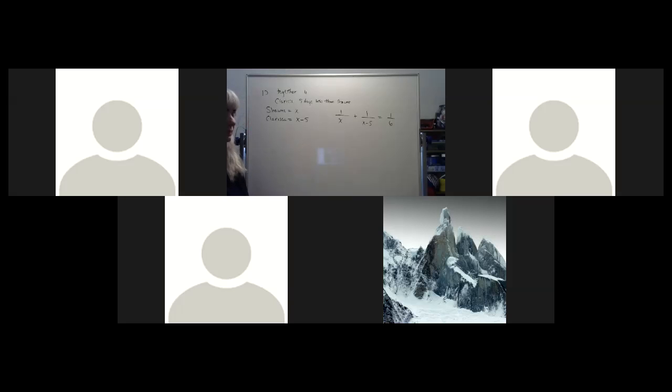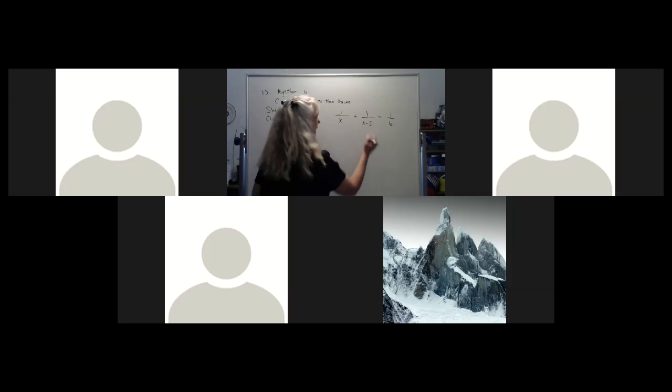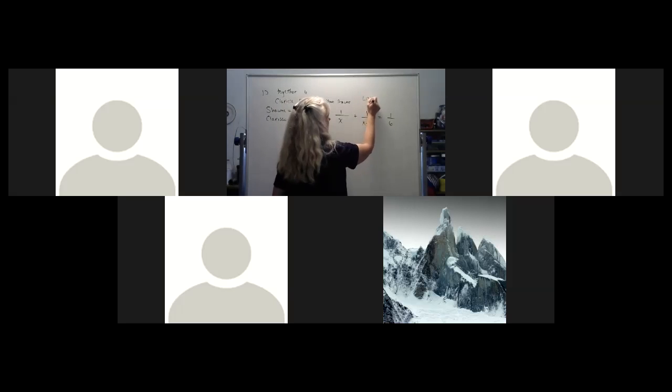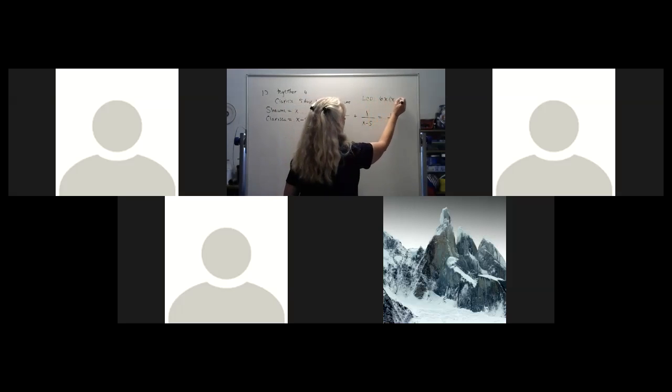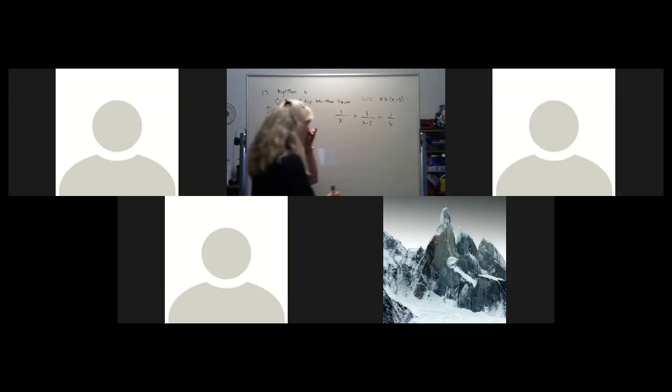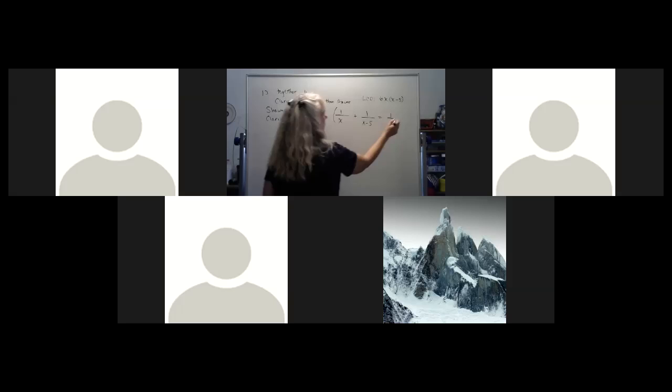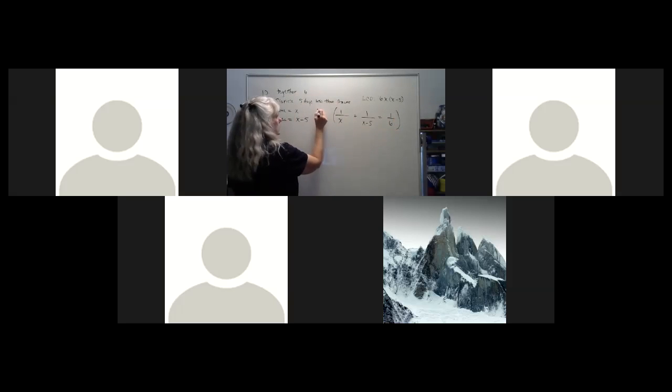Would you get a least common denominator? Is that what it's called? Yep, beautiful. And your LCD in this case is the 6, the x, and the x minus 5. So we're going to multiply everything by that. So we're going to multiply by a 6, an x, and an x minus 5.